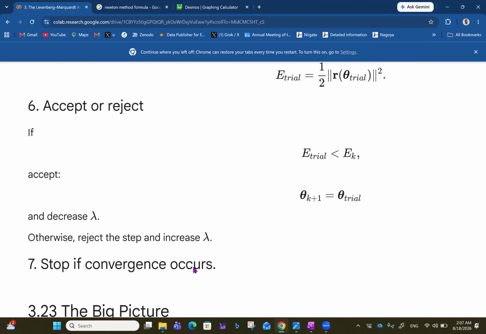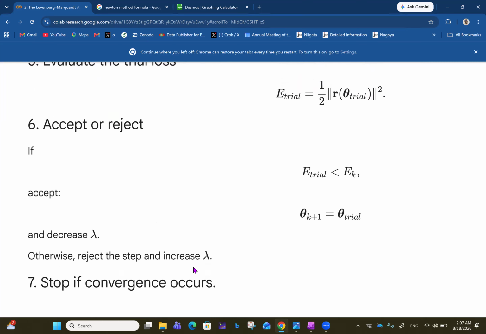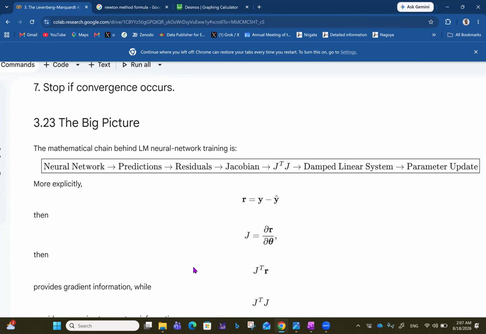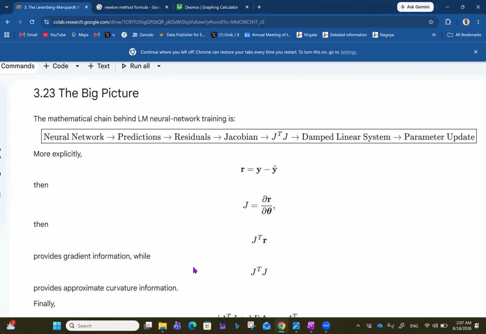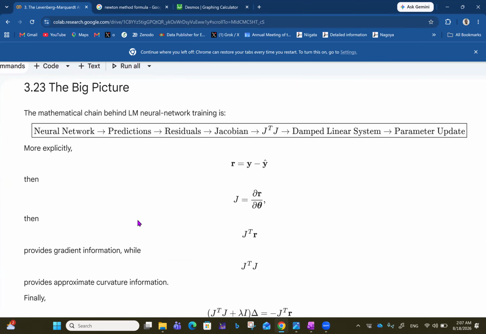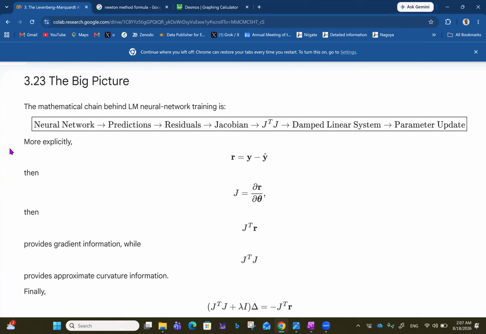Then at the end of the day, you stop if convergence occurs. Like if you meet the criteria for tolerance, then you can stop. Then the big picture overall is that the mathematical chain behind linear Levenberg-Marquardt neural network training is simply this now. You have a neural network, you have the predictions. From the predictions, you get the residuals by taking the difference between the prediction and observed values. Then you take the Jacobian of the residuals, then you compute J transpose J, you get the damped linear system, and then you update the parameter and you go over again.